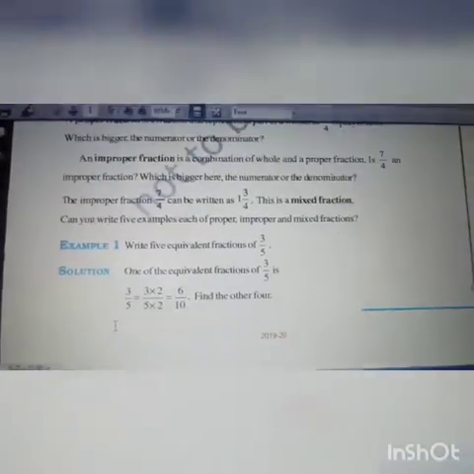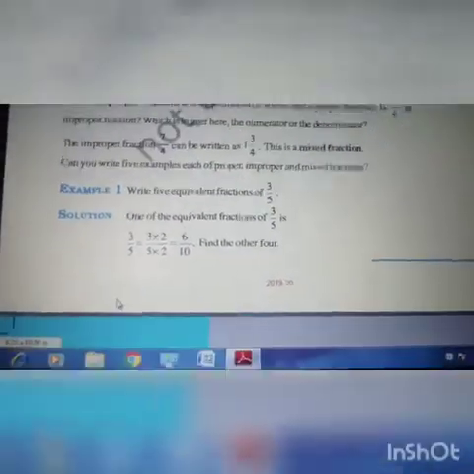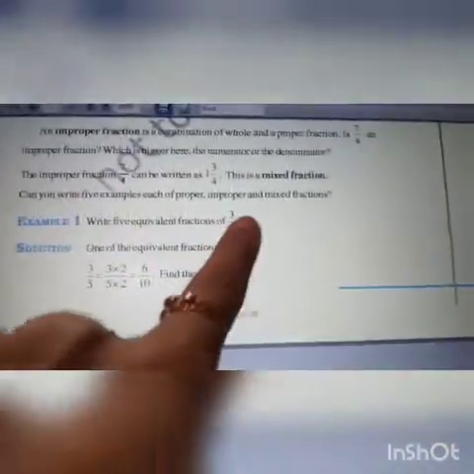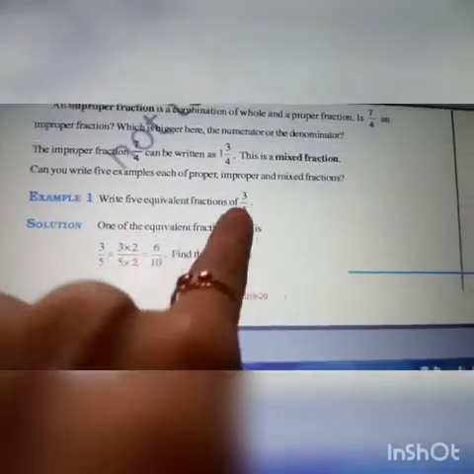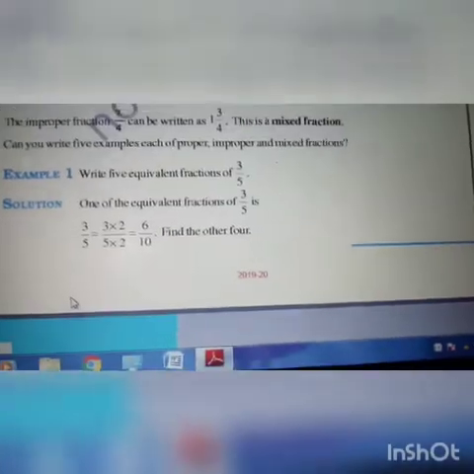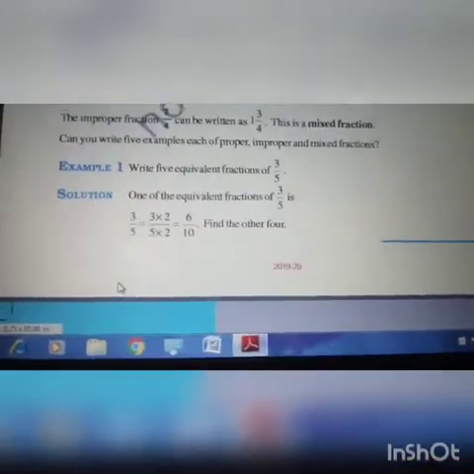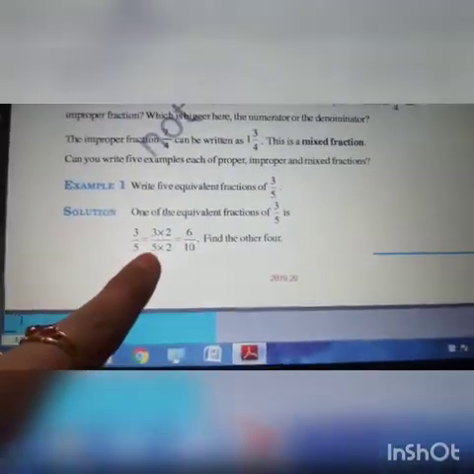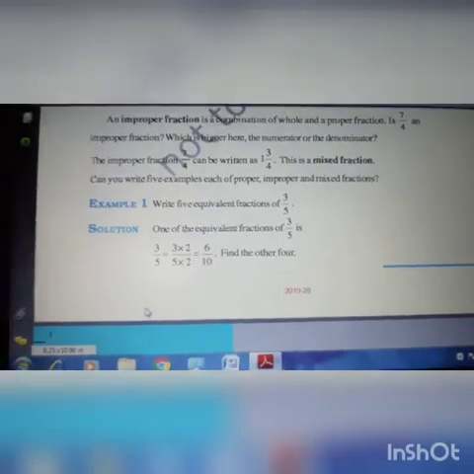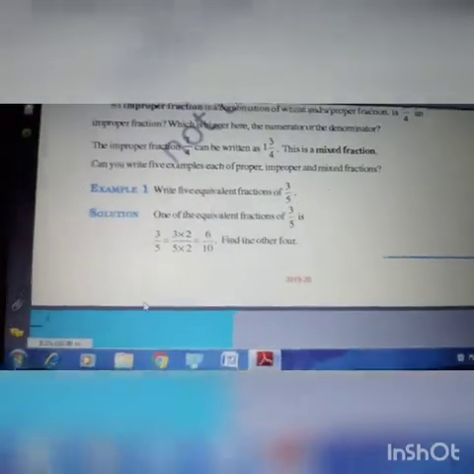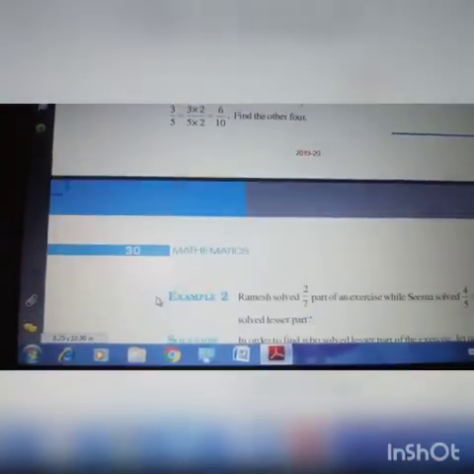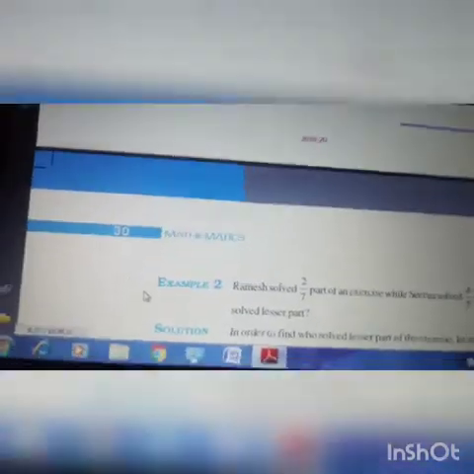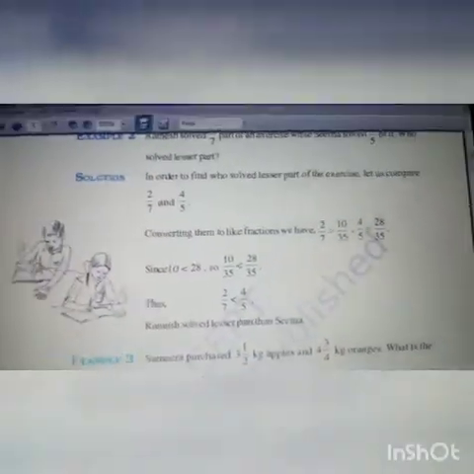Okay, now equivalent fractions, what will you do? How to find the equivalent fractions? If they ask you to find 5 equivalent fractions, you should find only 5. Don't write more equivalent fractions than that. Just 5 means write only 5. First, multiply the number by 2 on top and bottom, then by 3 and 3, then by 4 and 4, then by 5 and 5, then by 6 and 6. Like that you should find the equivalent fractions. Then some word problems are given.